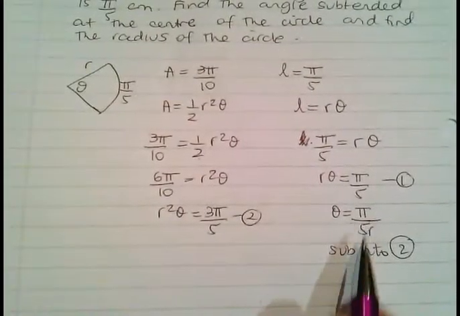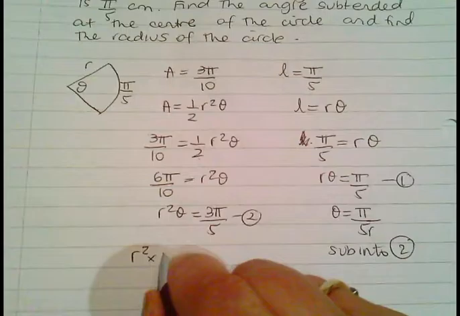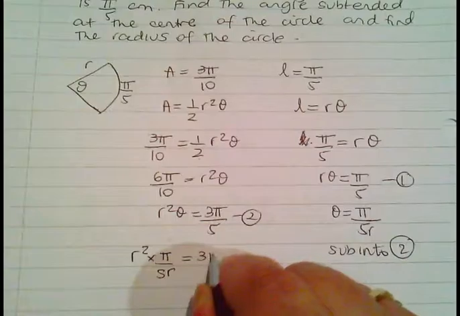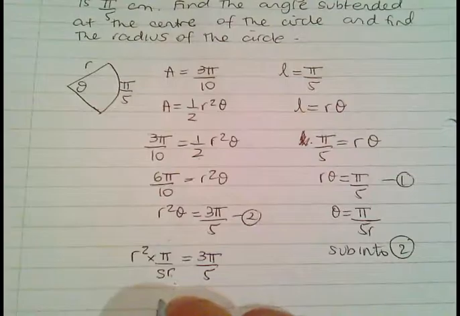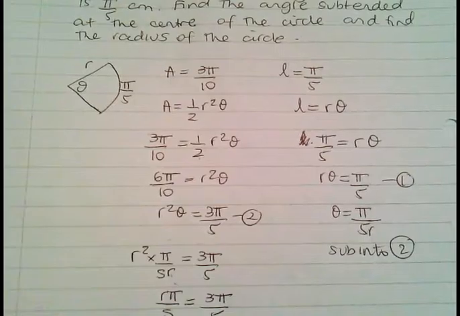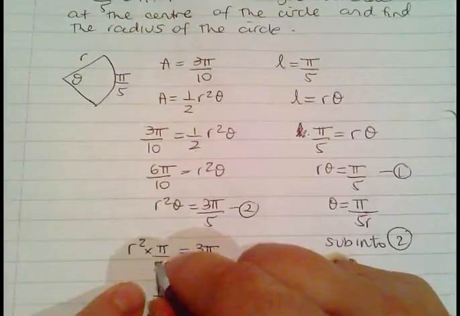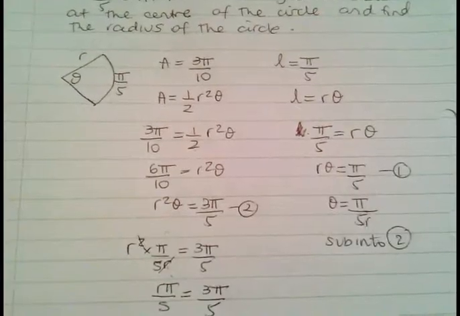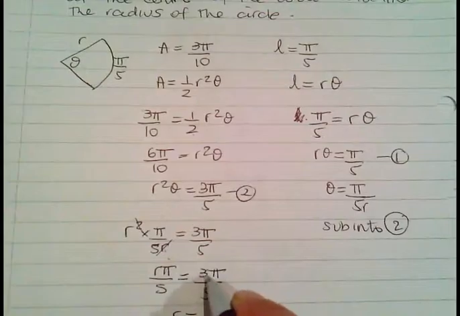I'm going to sub that into equation 2. So I've got theta is pi on 5r. So therefore r squared times pi over 5r, because that's what theta is, equals 3 pi on 5. And making r's cancel here, this r cancels with one of these. I've got r pi, or pi r on 5, equals 3 pi on 5. We can just see here clearly, just by observation, that r is 3.